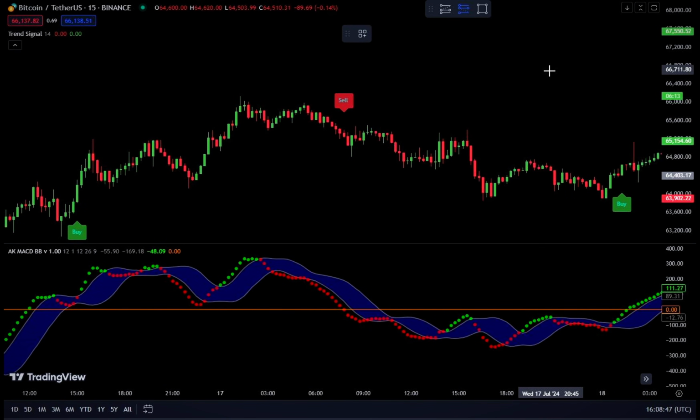How to place a sell order. If the trend signal indicator gives a sell signal, you must confirm the sell signal. Ensure that the AKMACD-BB indicator shows a bearish confirmation.